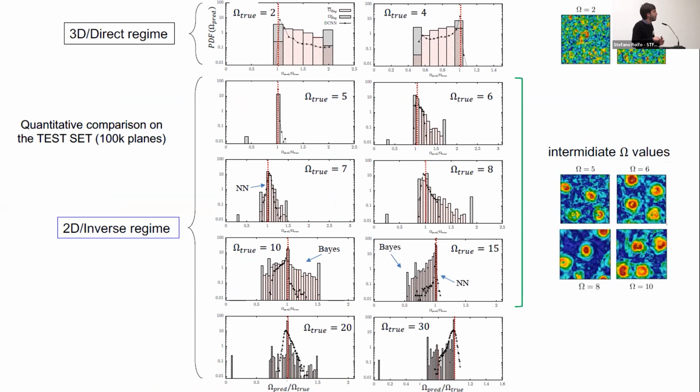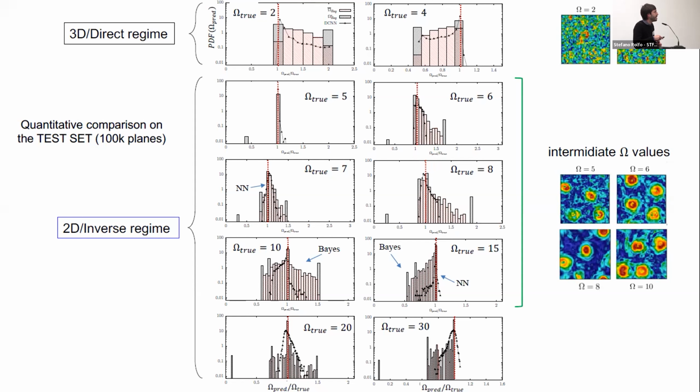So just to give you a little bit more quantitative comparison between Bayes and neural network, we can measure the PDF of the value predicted by the network versus the predicted value normalized to the true value. So the perfect prediction would be a delta around 1. Here we see that these lines are the neural network PDFs, while the histograms are the Bayes estimation.